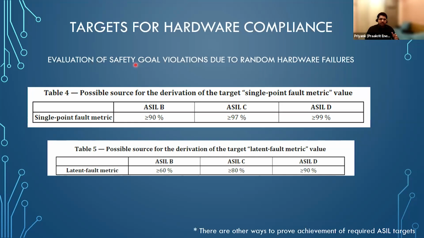So if you're building an ASIL B system, you need to achieve a 90% SPFM, which means single point fault metric. And for ASIL D systems, which some of you might have worked on, for example, braking systems or steering systems, the coverage expected is as high as 99%. And for latent fault metrics, the numbers go from 60 to 90%. But what exactly are these numbers?